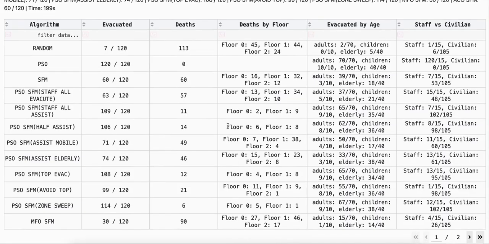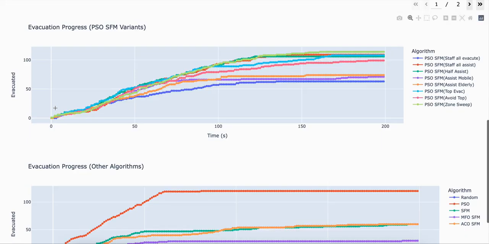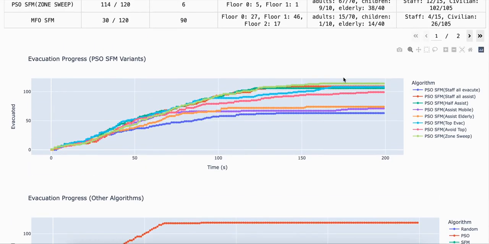So this is going to be the final results, and we can see that zone sweep has performed one of the best, apart from PSO obviously, and even staff all assist and top evac, which are almost the same kind of algorithms, have performed better. Comparatively, when we see it in the chart, I think it's even easier to understand that zone sweep performed the best, and staff all evacuate, as expected, has performed the worst.